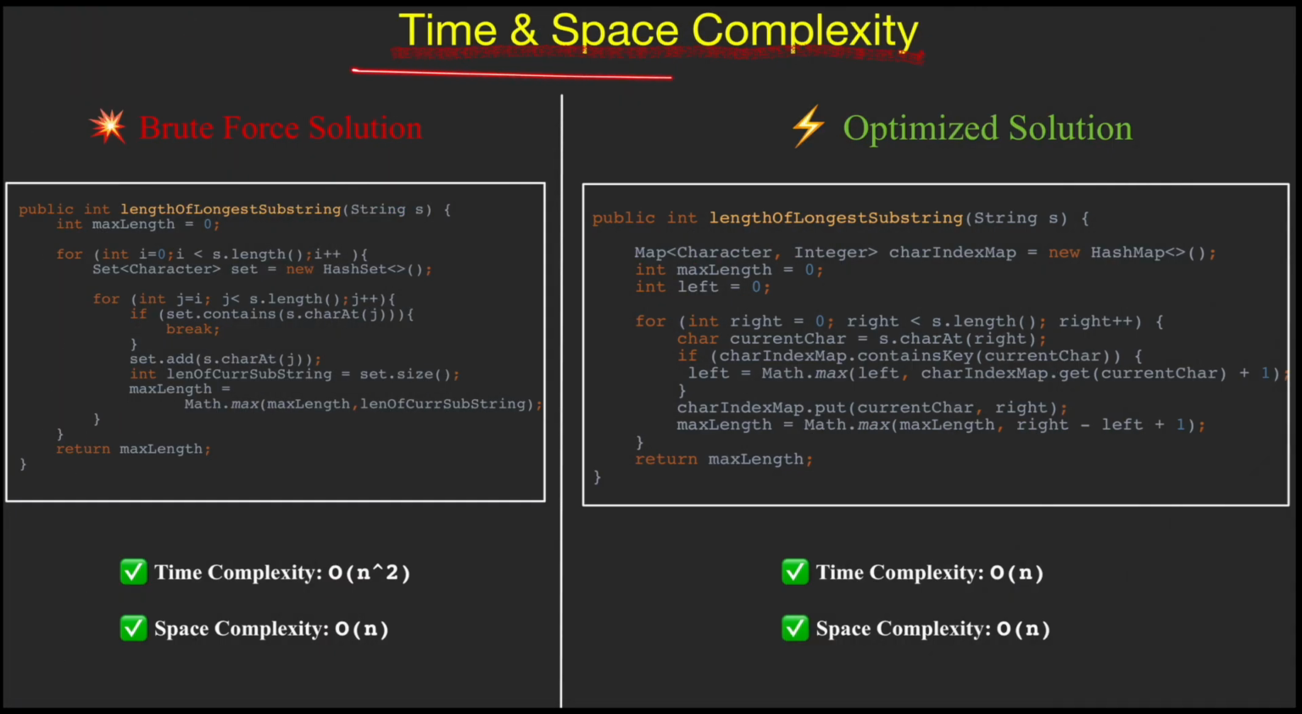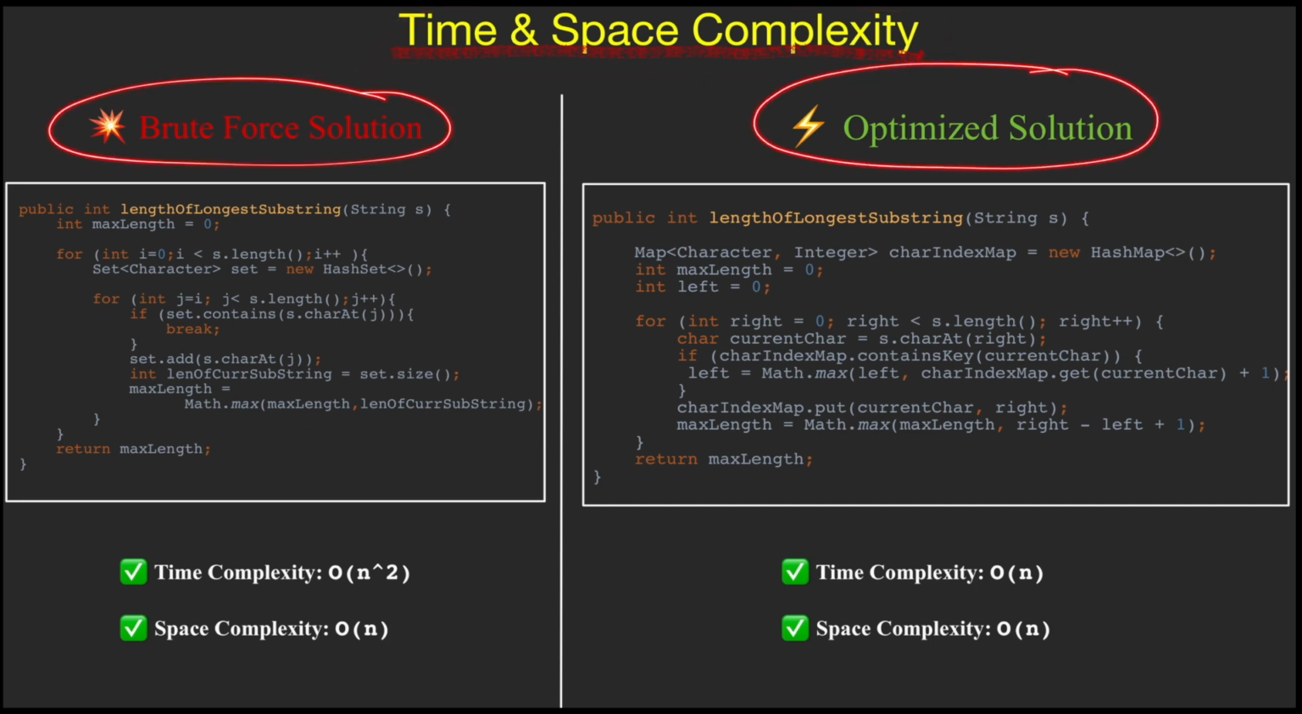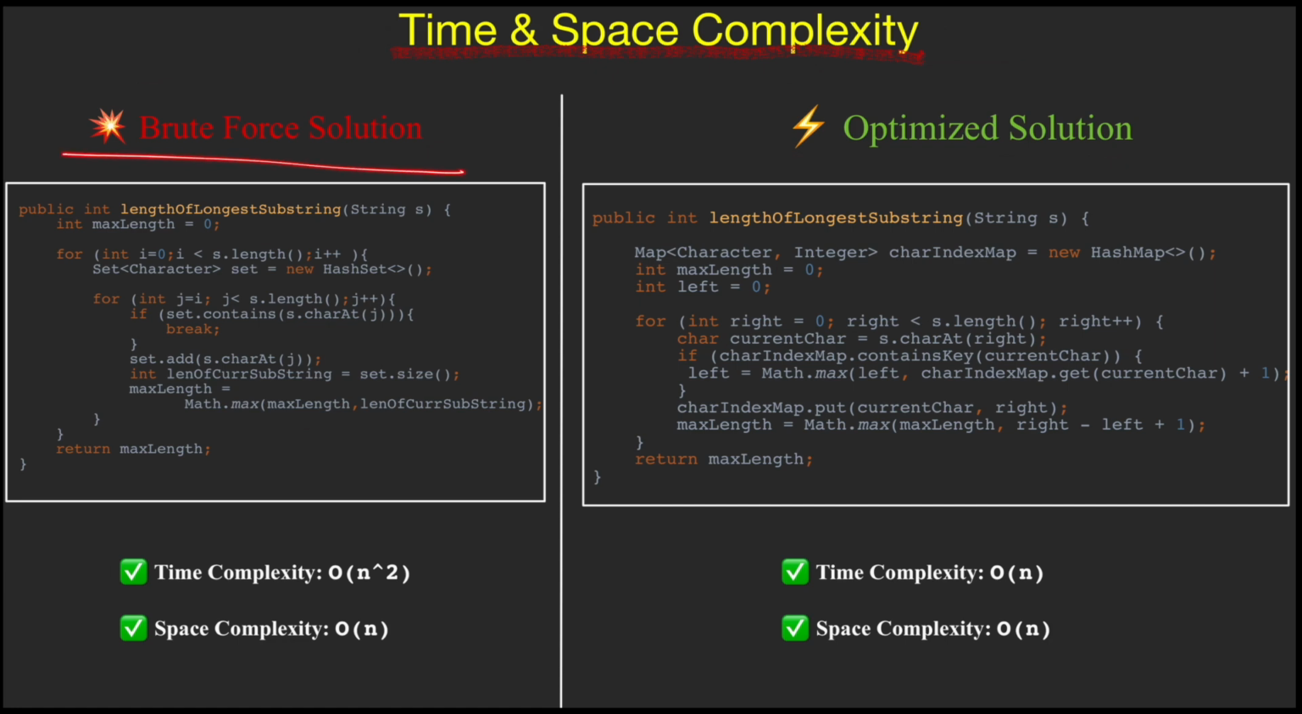Let's break down the time and space complexity of both the brute force and sliding window approaches for this problem. Let's start with the brute force approach. In this method, we use two nested loops to try out all possible substrings of the given string. So the time complexity is O of n squared. As for space complexity, we only need a set to store characters while checking for uniqueness, which takes up to O of k space, where k is the length of the substring, at most O of n. So space complexity is O of n.